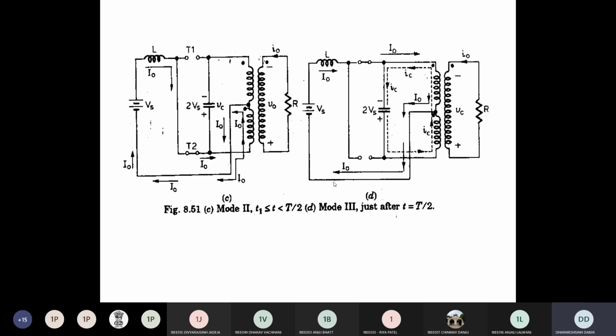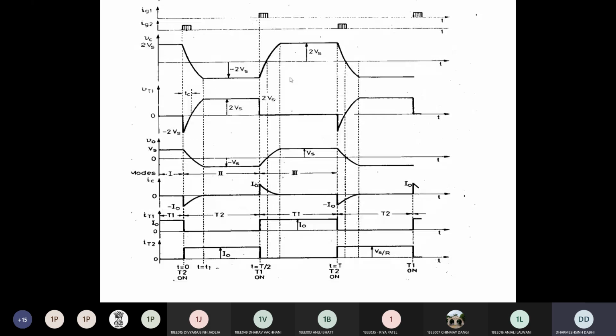Now current flows from the supply to T1, the upper half of the primary winding, and the negative of the secondary. At the same time your capacitor discharges, with current flowing in the anti-clockwise direction. First your capacitor discharges from minus 2 Vs to 0, and then it charges from 0 to 2 Vs. Clear? So let's see the waveform so you can understand here.